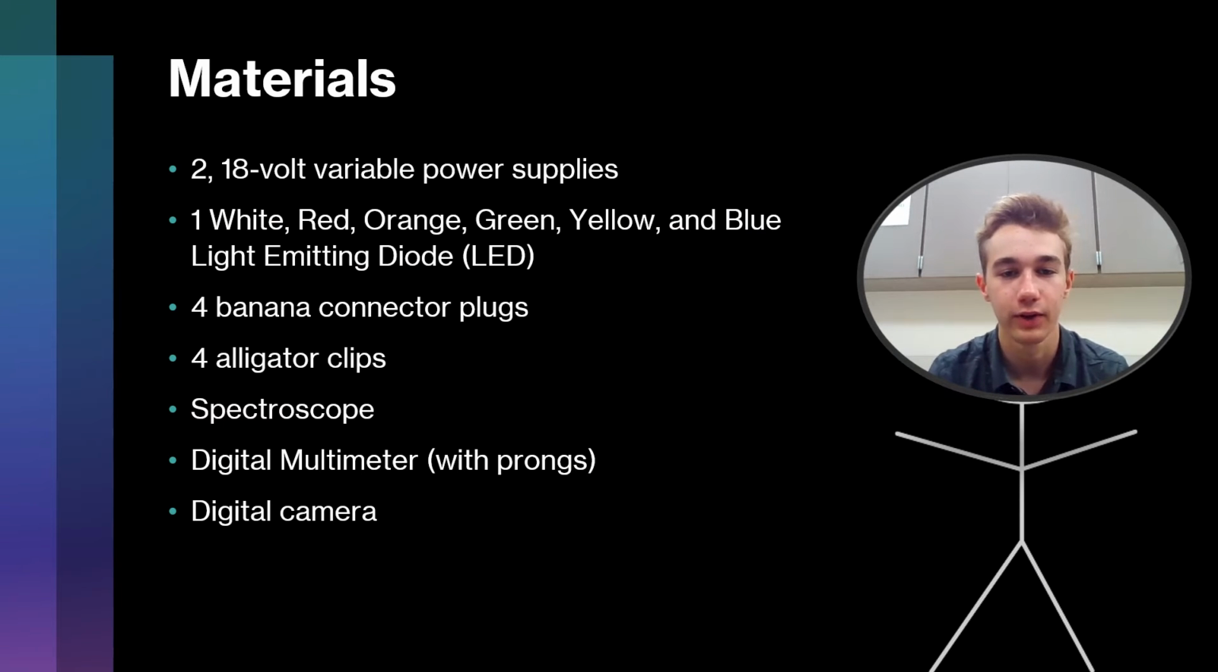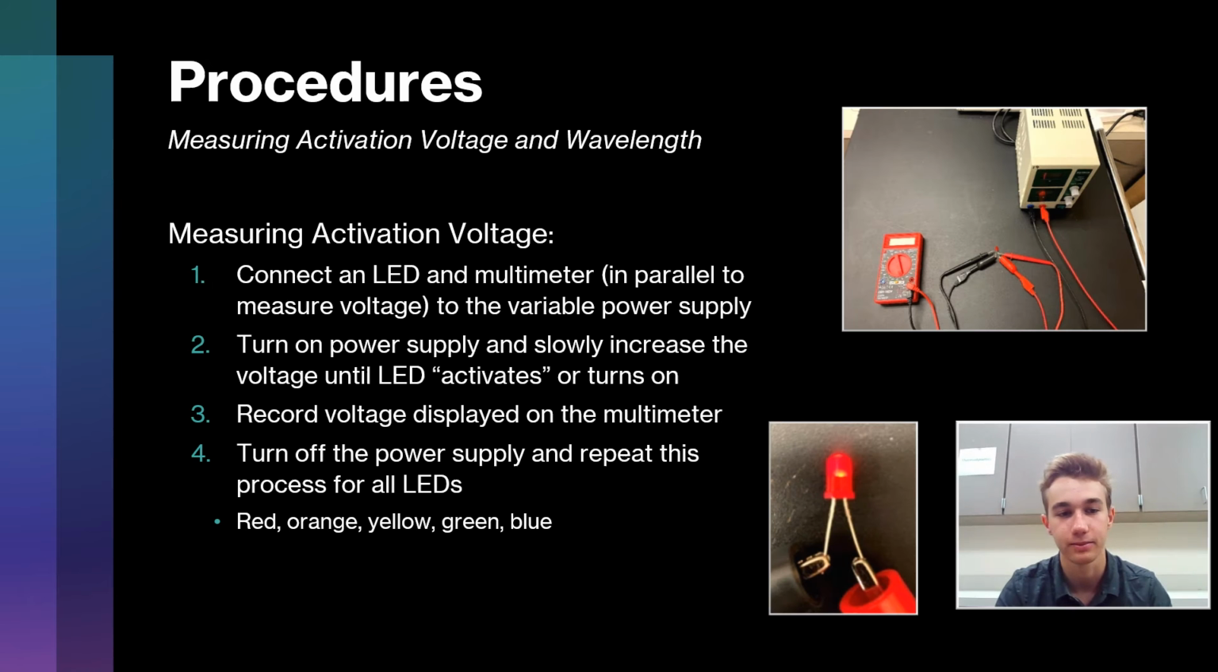Materials were two 18-volt variable power supplies, a white, red, orange, green, yellow, and blue light emitting diode, 4 banana connector plugs, 4 alligator clips, spectroscope, digital multimeter, and digital camera.